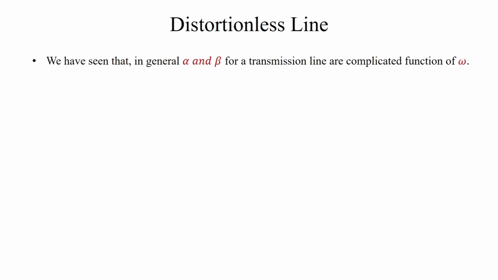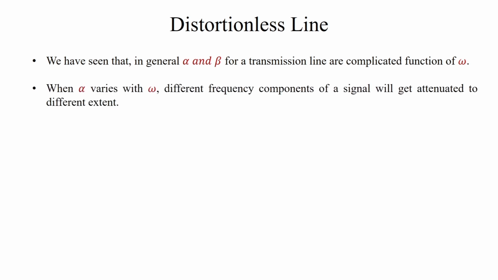Now, we come to a very special case of transmission line, which is known as the distortionless line. So, we have seen in general alpha and beta for a transmission line are complicated functions of omega, the angular frequency. When alpha varies with omega, different frequency components of a signal, if present, will get attenuated to different extents.